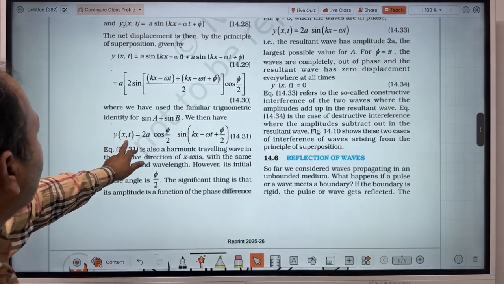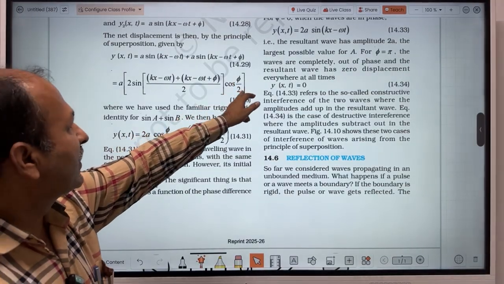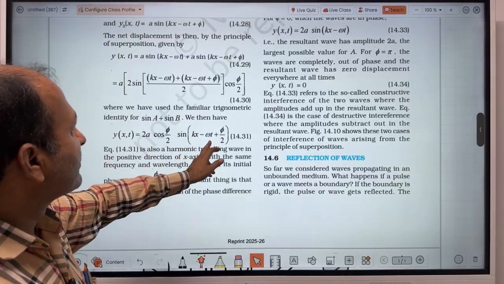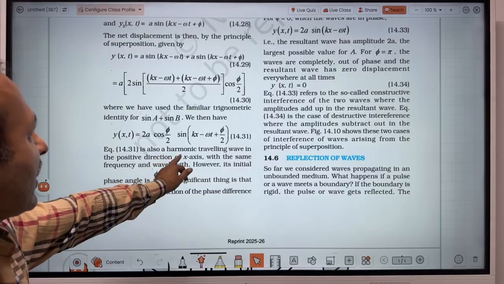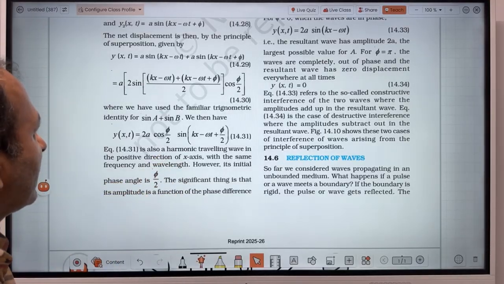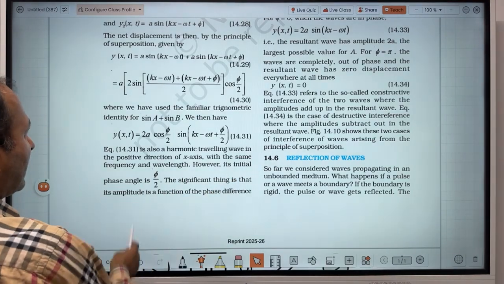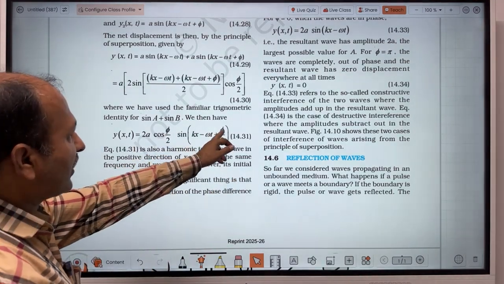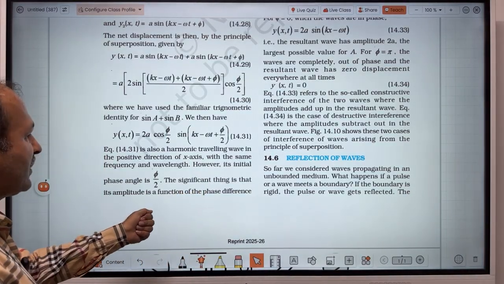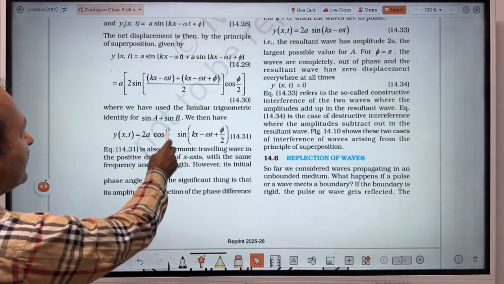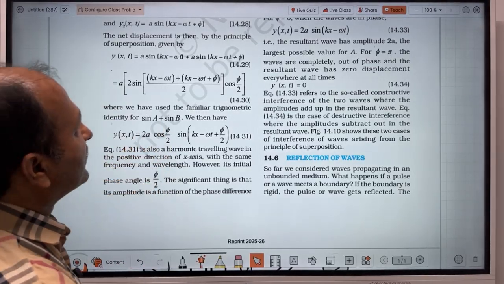Now we can further simplify. So this becomes y(x, t) equals 2a cos(phi by 2). We write cos(phi by 2) in the beginning, and then sin(kx minus omega t plus phi by 2). This equation is also a harmonic traveling wave in the positive direction of the x-axis with the same frequency and wavelength. However, its initial phase angle is phi by 2, right? The significant thing is that its amplitude is a function of the phase difference. Here the amplitude changes. Earlier it was just a, now it becomes 2a cos(phi by 2).